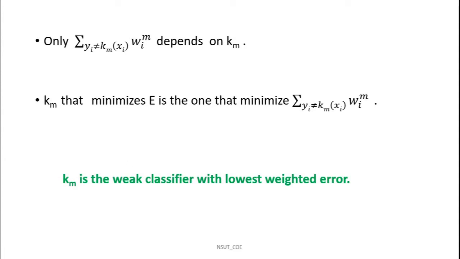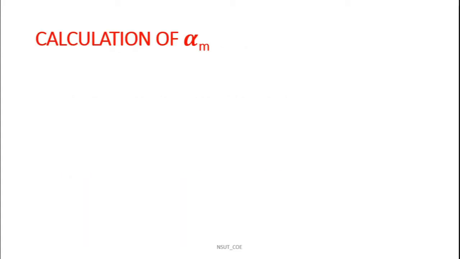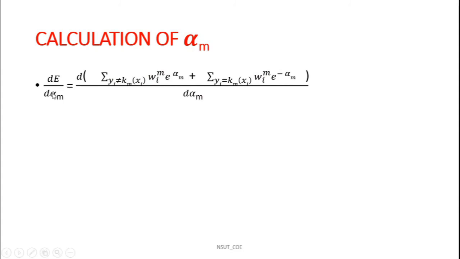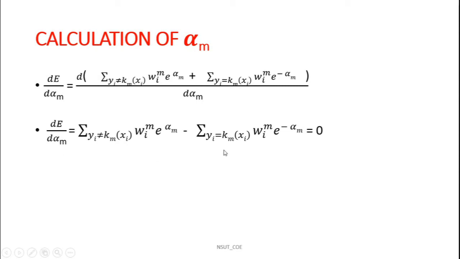Now we will find the answer to the next question, that is, what should be the value of alpha m for this particular weak classifier km. To calculate alpha m, we want alpha m so that the total error E is minimized. To do that, we will differentiate E with respect to alpha m. On substituting E by the corresponding equation and differentiating by alpha m, we get this equation. Now to minimize it, we will equate it to 0. On equating it to 0, we get the final value of alpha m as this equation.